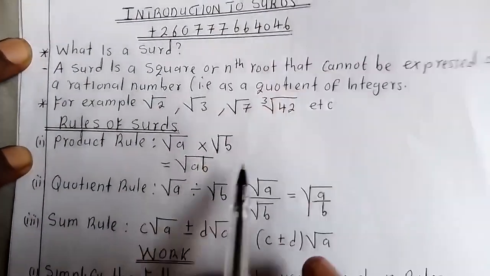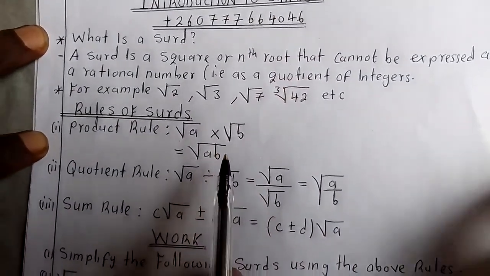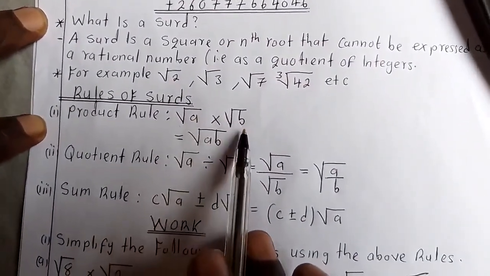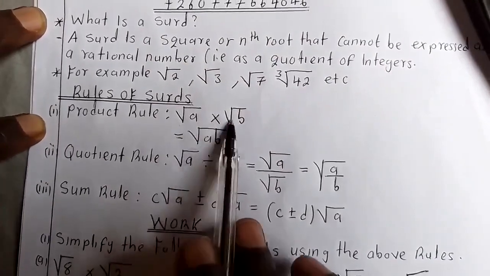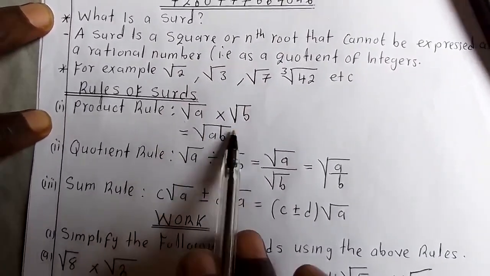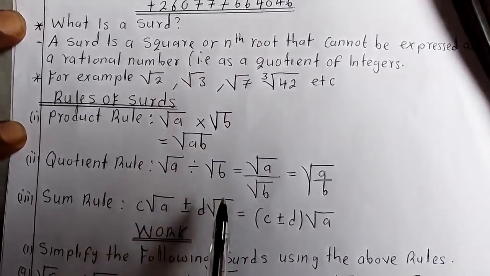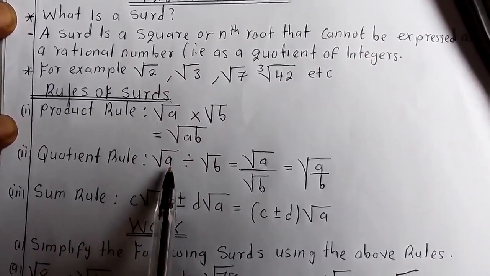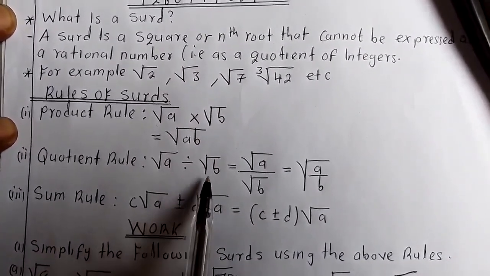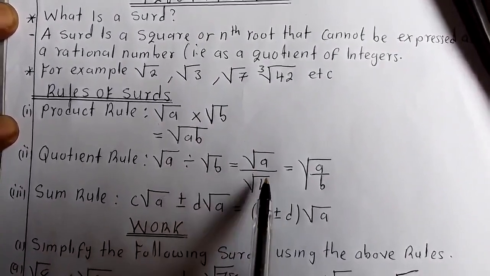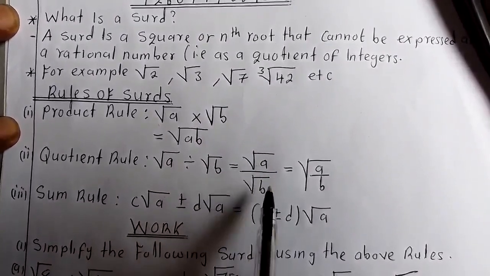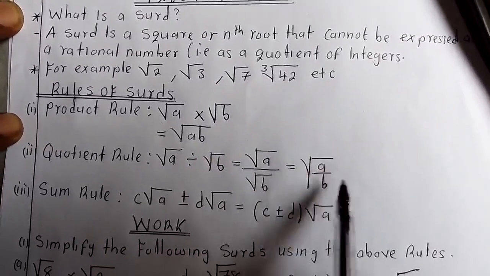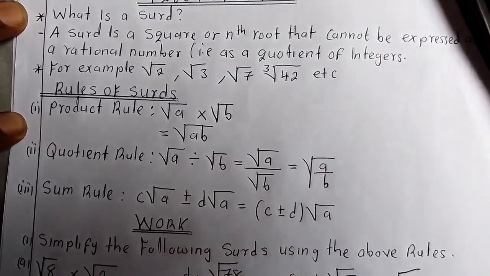The product rule states that the square root of a multiplied by the square root of b can also be written as the square root of a times b. For the quotient rule, the square root of a divided by the square root of b is equal to the square root of a over b.